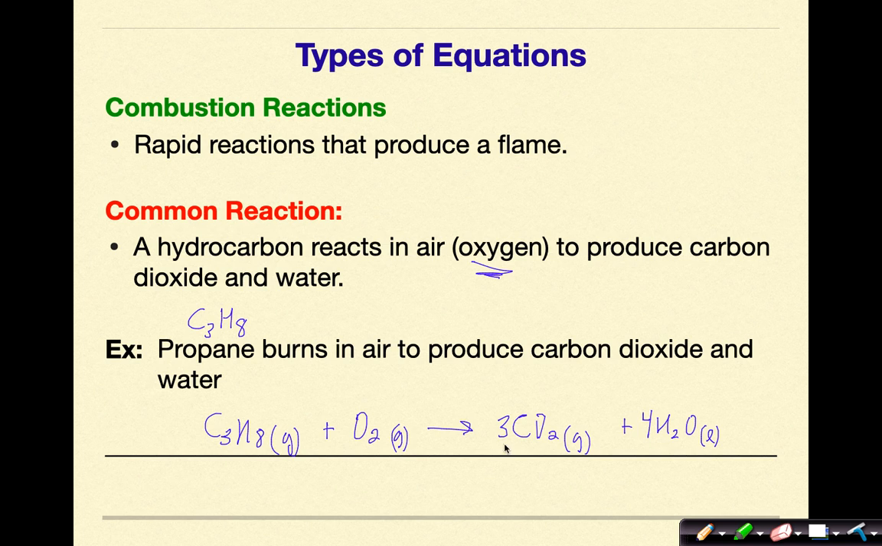Let's examine the number of oxygens on the right or product side. We have 3 times 2 is 6, plus 4 times 1 is 4. That's 10 oxygens on the right side. We have only 2 oxygens on the left side. Let's add a coefficient of 5 there. Everything is balanced here with a 1 to 5 to 3 to 4 ratio of coefficients. That's a lowest number ratio. Therefore, our equation is balanced by mass.